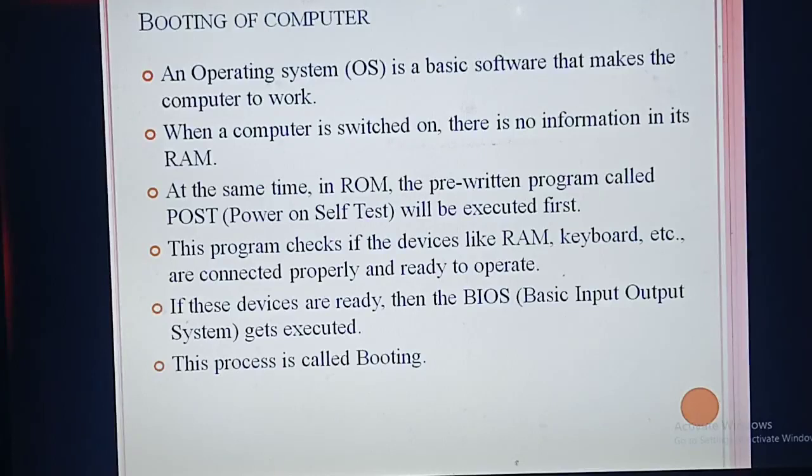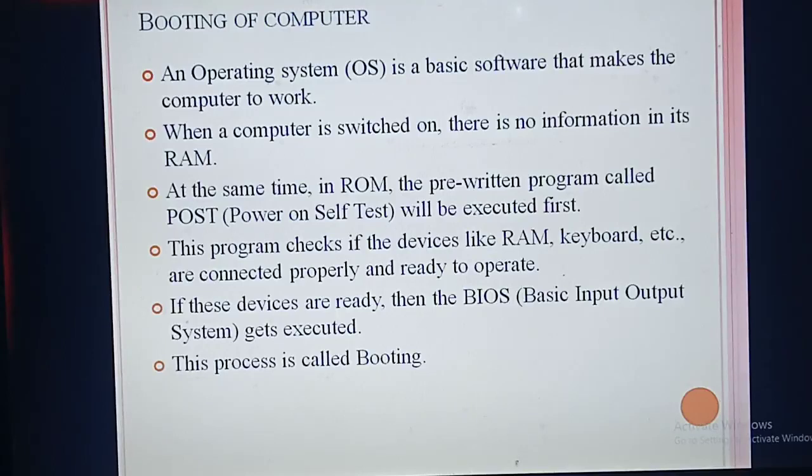Once you switch on the computer, you have already studied about RAM. You've studied two types of memory, are you remembering? Primary memory and secondary memory. So RAM is the example of main memory. So when you switch on the computer, immediately at that time, there is no information or data in the RAM.